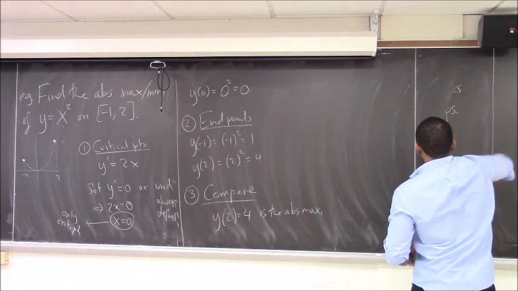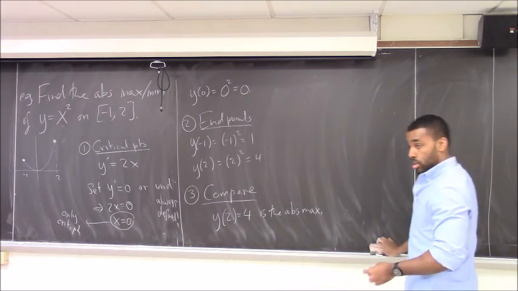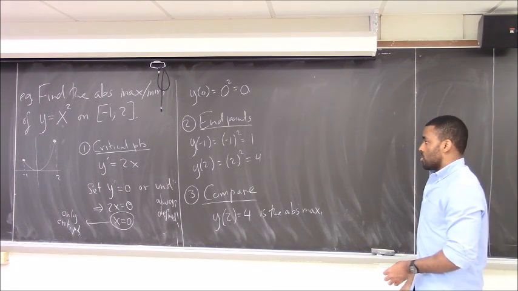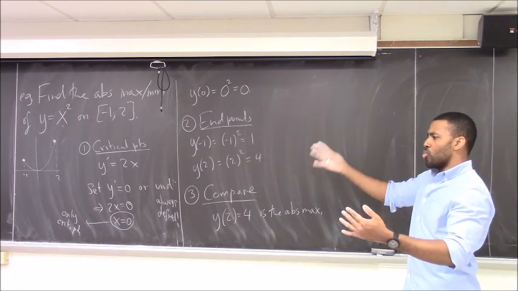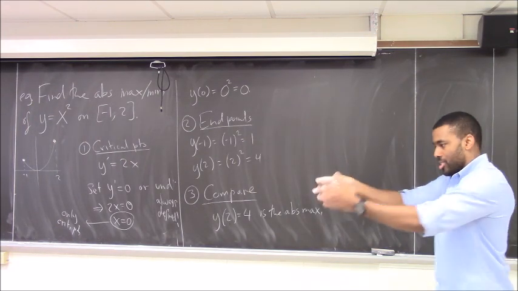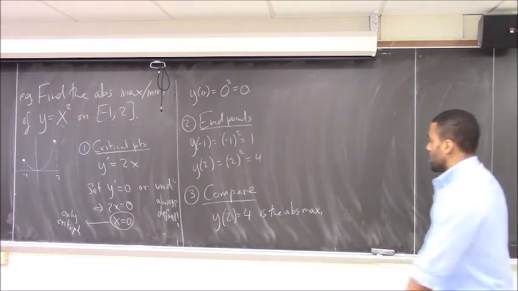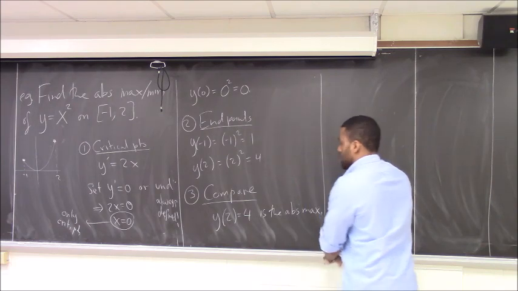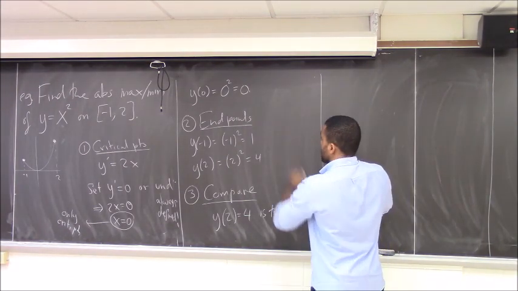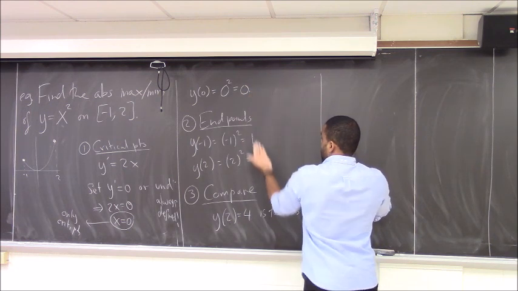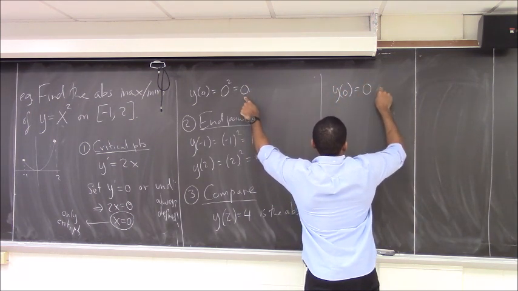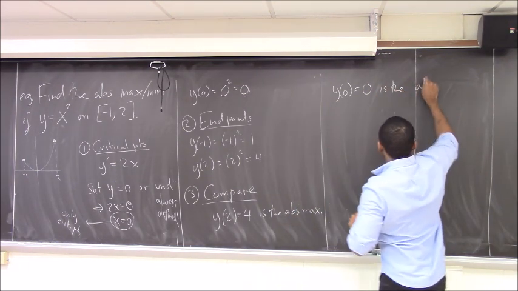If it occurs at multiple x points, you have to list them all. So you might say y of 2 equals y of 7 equals y of 10 equals 4 is the absolute max. So you know it attains that multiple times, and these are the x values at which it attains it. And so the absolute min is, of all these y values, you pick the smallest one, which is that one. So you can say y of 0 equals 0 is the absolute min.